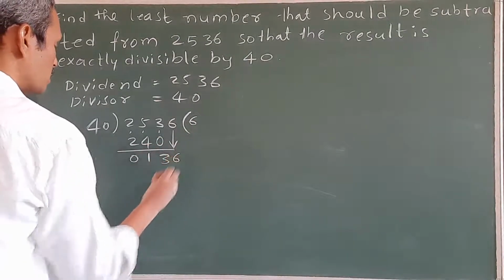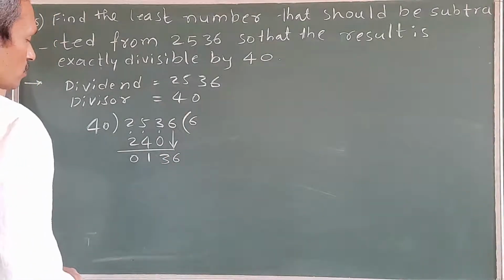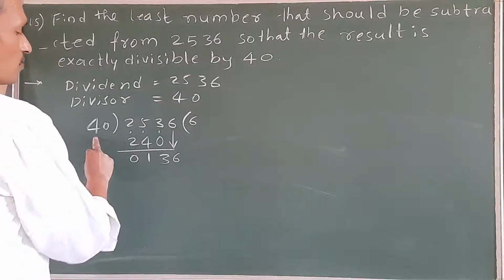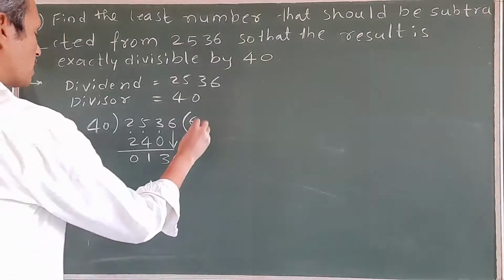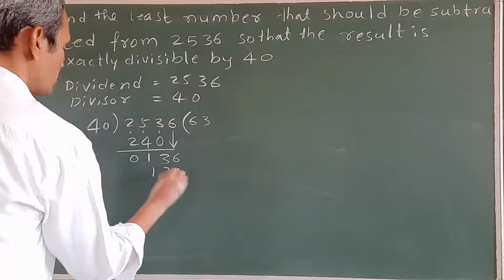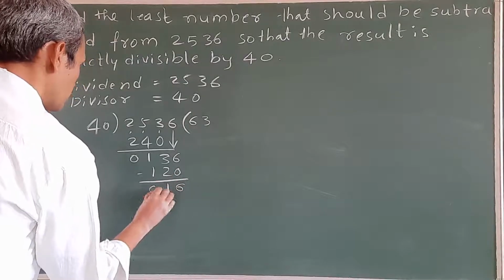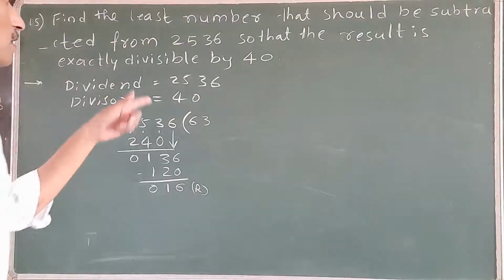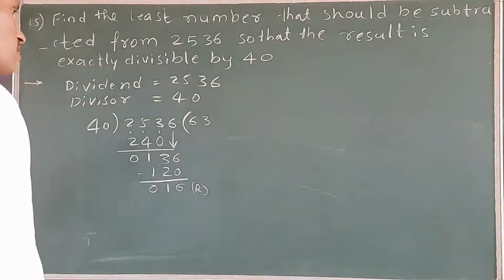We'll take next digit down. 4 3s are 12, 4 4s are 16, 160. 4 3s are 12, that is 120. After subtracting, this is 16 remainder. We are supposed to subtract 16. After subtracting 16 from this, the 2536 will be completely divisible.